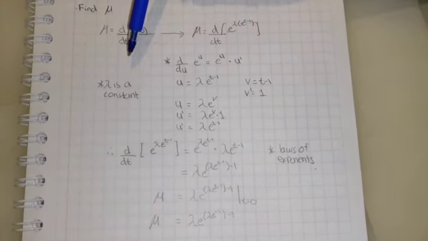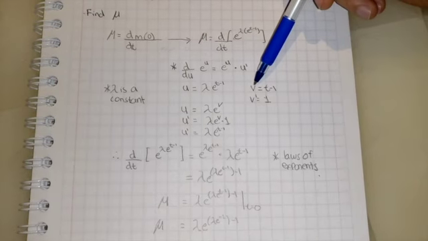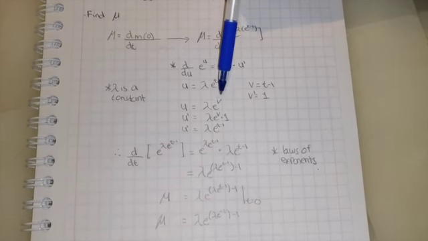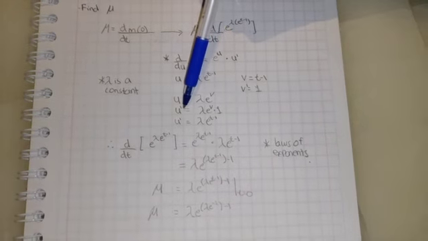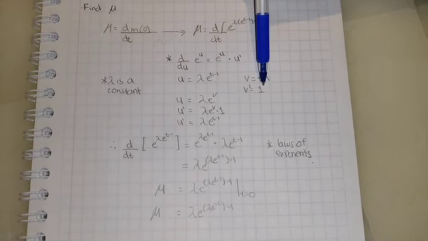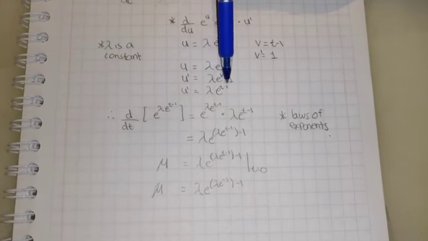We have to remember that we can take lambda as a constant. So v, we will say v is t minus 1. The derivative of v would be 1. So u is lambda e to the v, which is this. And the derivative of u is lambda times e to the v times 1, which is this. So we find that u prime is lambda times e to the t minus 1.